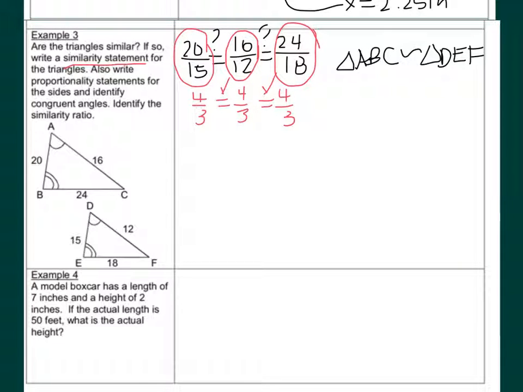DEF. Okay, so those triangles are similar. Now they ask me to write a proportionality statement. Let's really take a look at what we wrote here. Instead of writing the measurements, let's name the sides. 20 is AB, and we compared it to DE.